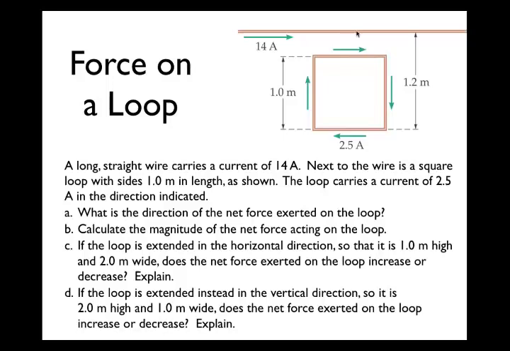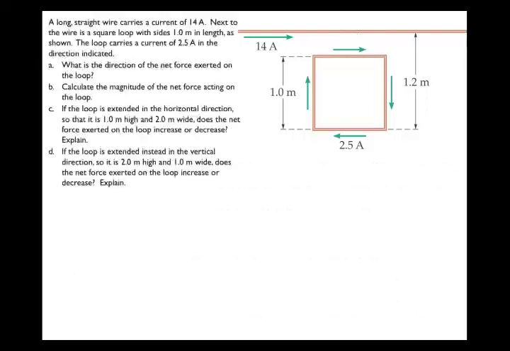So we want to know a number of things. What's the direction of the net force exerted on the loop? Well, that's convenient. We just figured that out in the previous slide. That should be in the upward direction, though we'll reiterate that when we go through the solution. Calculate the magnitude of the net force acting on the loop. If the loop is extended in the horizontal direction, so it's 1 meter high and 2 meters wide, does the net force exerted on the loop increase or decrease, and explain. If the loop is extended instead in the vertical direction, so now it's 2 meters high and 1 meter wide, does the net force exerted on the loop increase or decrease?